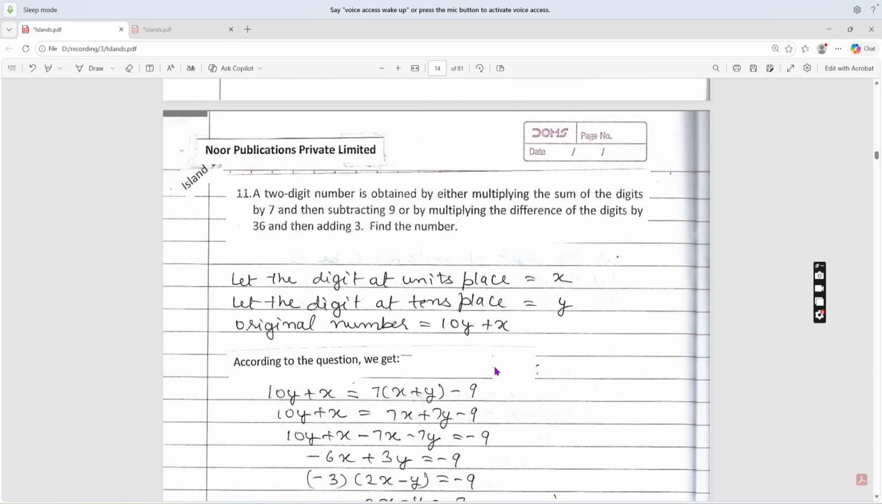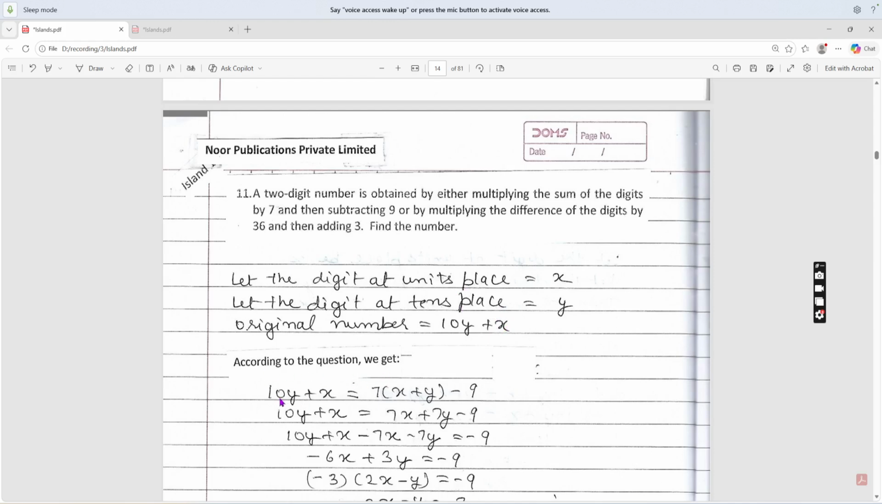Okay, next again we are going to see a two-digit number is obtained by either multiplying the sum of the digits by 7 and then subtracting 9. Very simple. Just see. Again, we are going to do it in the same way. Let the digit at the unit place be x. Let the digit at the tens place be y. The original number would be 10y plus x, because we are going to multiply y by 10 in order to get the number, and we are going to add x because x is the unit place digit.